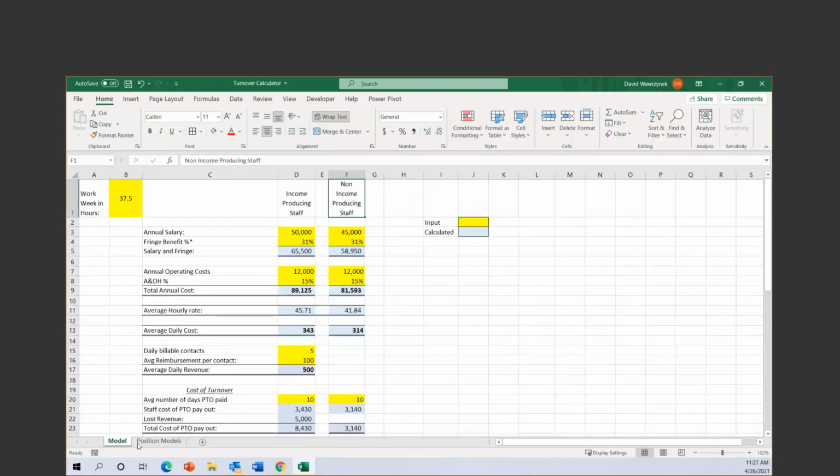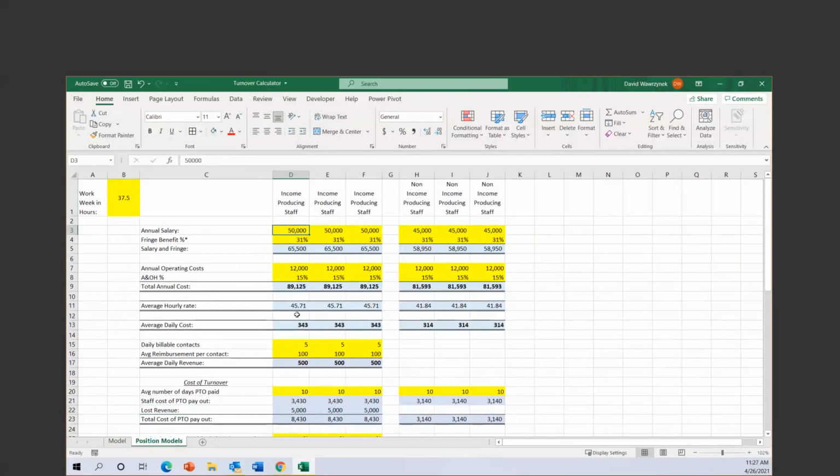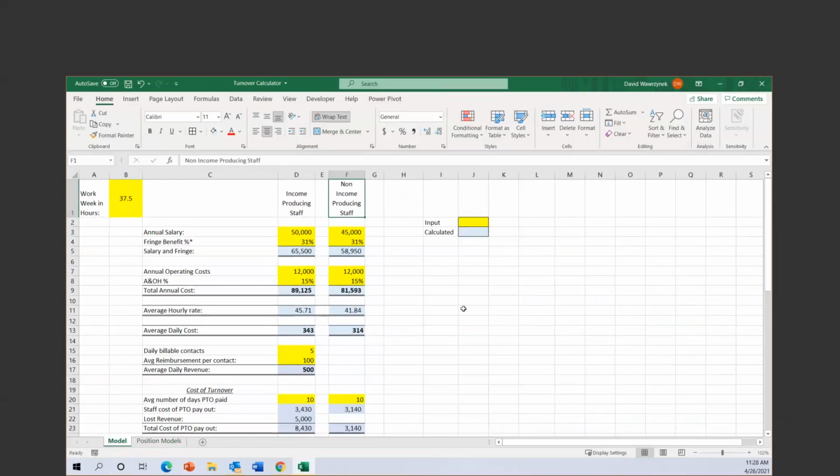the model from the first tab, because you may go through and evaluate your turnover by position. So you may evaluate your peer positions versus your licensed social worker positions versus, say, a nurse practitioner position. They all have very different cost structures. So if you wanted to look at what your turnover costs were for 3 of your income producing positions that have very different cost structures, you could do that and analyze your total organizational turnover. Same thing for your non-income producing staff. But we're just going to focus on the basic structure of this calculator right now.